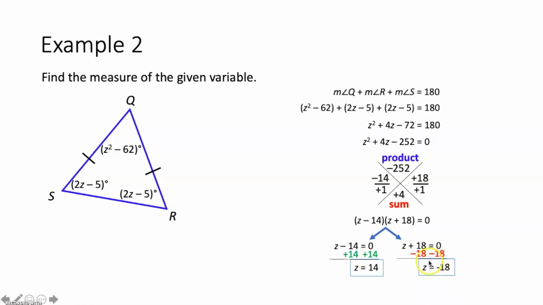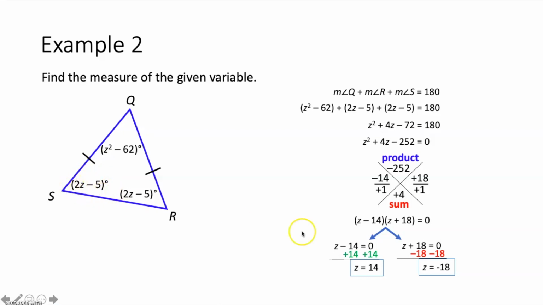Now, you need to check both of your answers because there might be one that doesn't work. If I plug in 14, 28 minus 5, okay, that makes sense. 14 squared minus 62, okay, that still works. What about if I plug in negative 18? If I plug in negative 18 for z, 2 times negative 18 is negative 36. Minus 5 gives me negative 41 degrees as my angle.